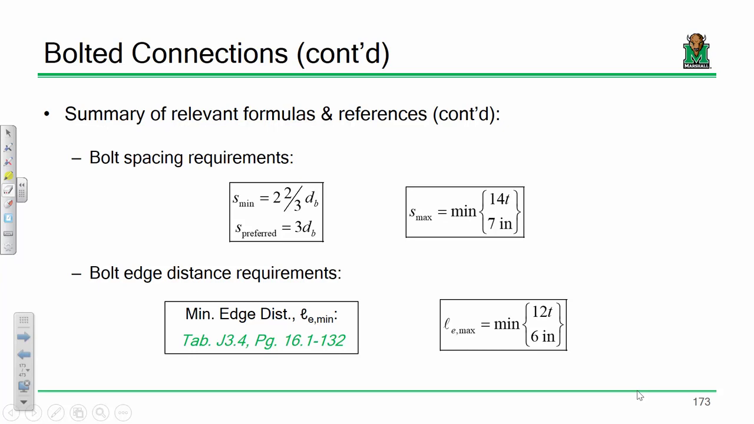They have nothing to do with load, they have nothing to do with loading direction, it's just the connection in general. We have a minimum spacing, a preferred spacing, and a maximum spacing. Your spacing has to be between the minimum and the maximum. Usually on a homework problem, I will tell you which one to go off of.